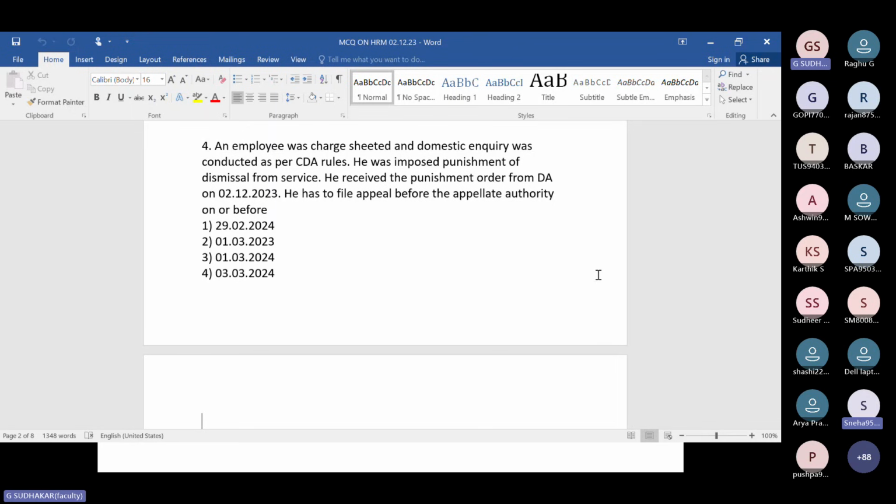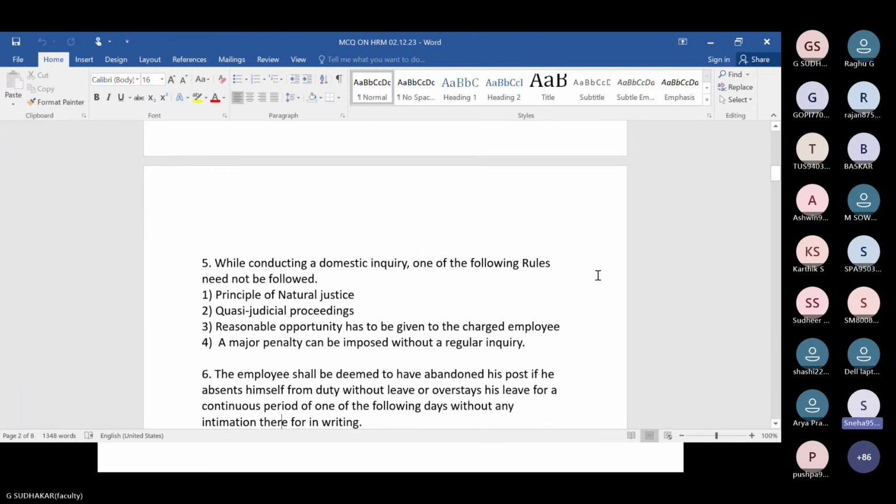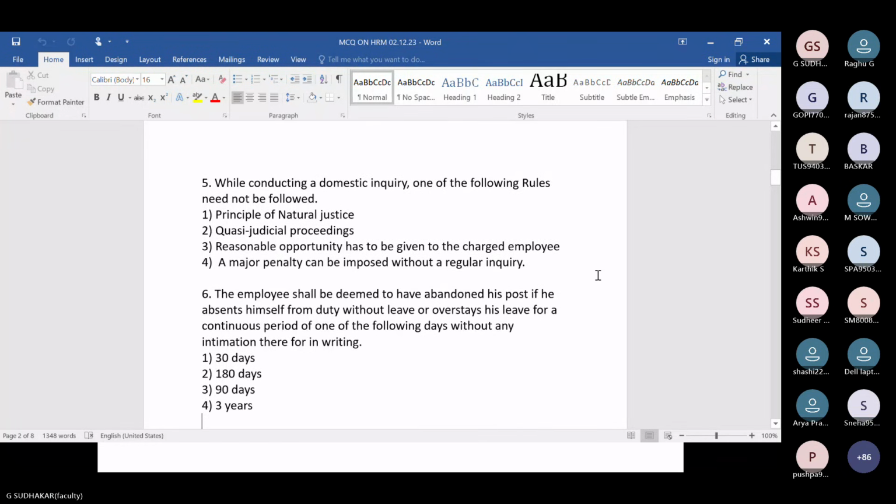Starting from 2, you have to count, and 30 days will expire on 1/3. So 1 month, then the second month, and 1/3 is the 3rd month. So the correct option is 3, 1/3/2024. Okay, next one. Many CDA questions.